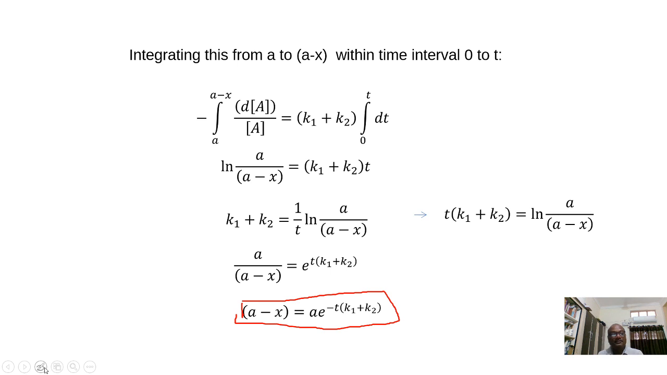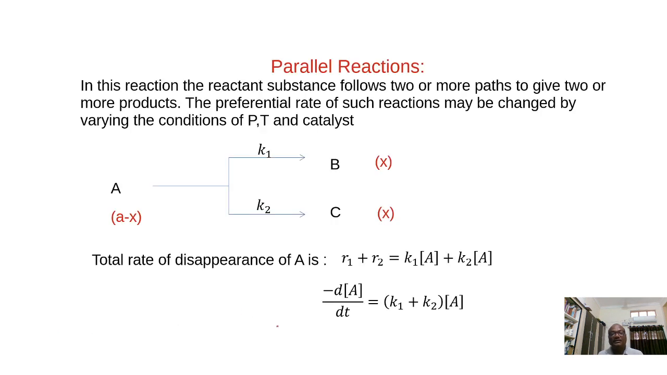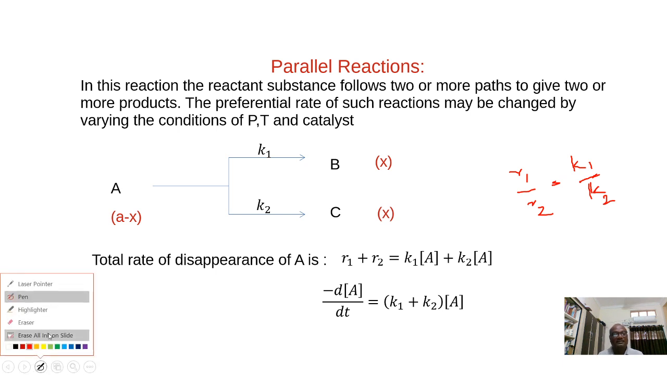And also you can calculate the ratio between the rates of these two reactions. R1 is equal to K1 times the concentration of A, and R2 is equal to K2 times the concentration of A. If you calculate the ratio R1 by R2, you simply get K1 divided by K2. R1/R2 becomes equal to K1/K2 because the concentration term of A gets cancelled.